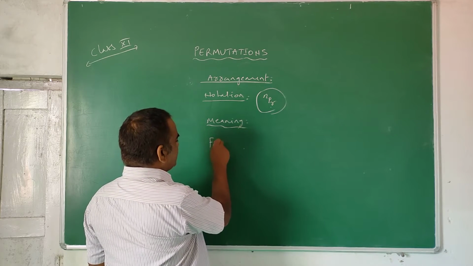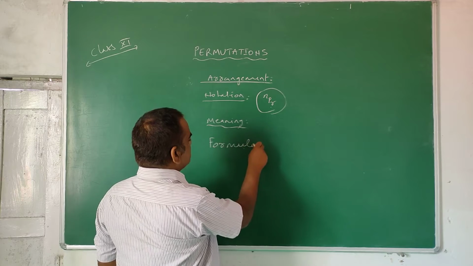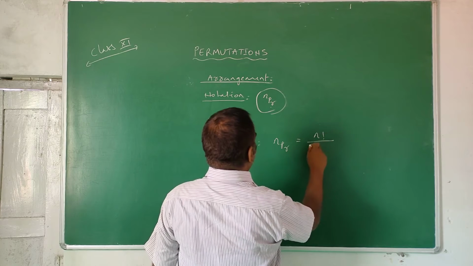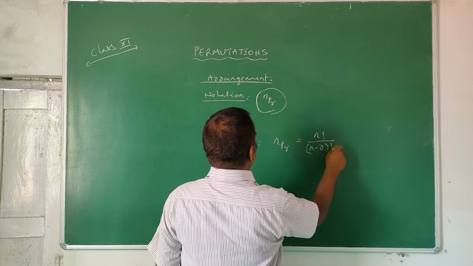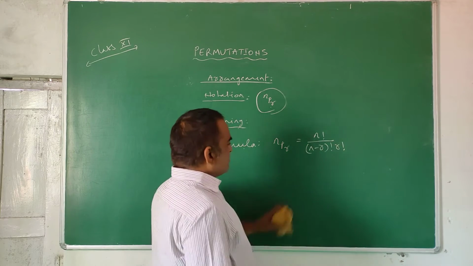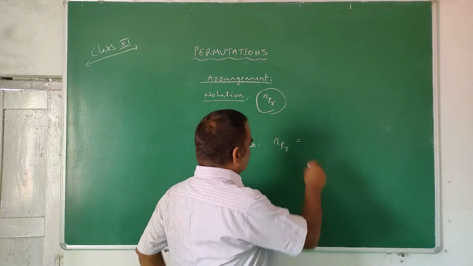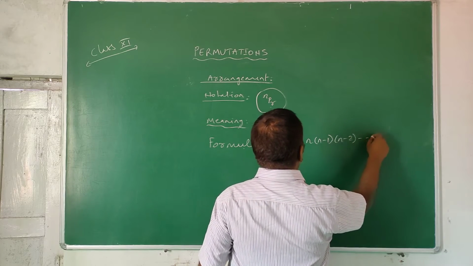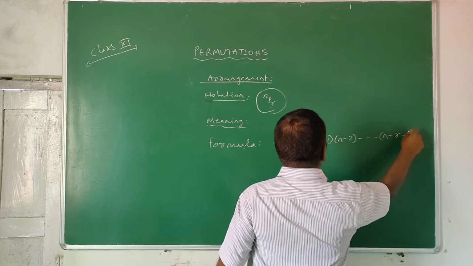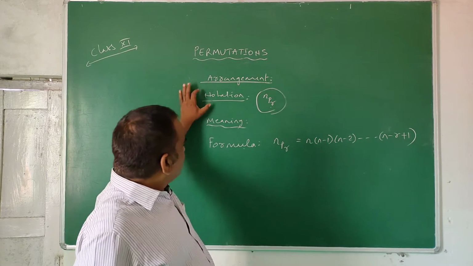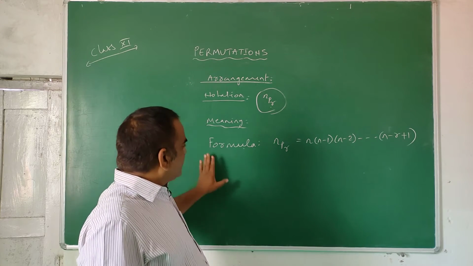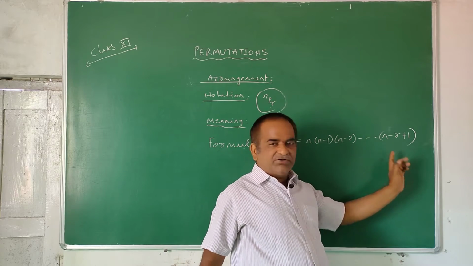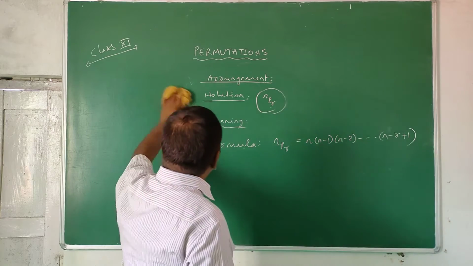Now the formula is nPr equals n factorial by (n minus r) factorial, or you can take it as n into (n minus 1) into (n minus 2) and so on up to (n minus r plus 1). The meaning I already explained. That formula is nPr equals n into (n minus 1) into (n minus 2) and so on up to (n minus r plus 1).